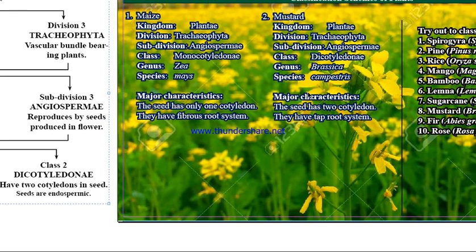Mustard is dicotyledonous plant. Okay, you can have a close inspection on the roots, leaves, flower and seed of mustard. It is dicotyledonous. Okay, and its scientific name is Brassica campestris. Genus Brassica, species campestris, and its major characteristics: the seed has two cotyledons, they have taproot system. Well, I hope there is no confusion up here.